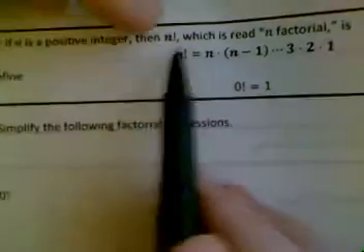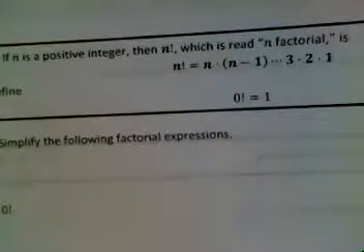Now, let's look at number 10 and that definition. If n is a positive integer, then n factorial, and that's how it's read, n factorial. Now, you can think of it, and I have to do this, n!